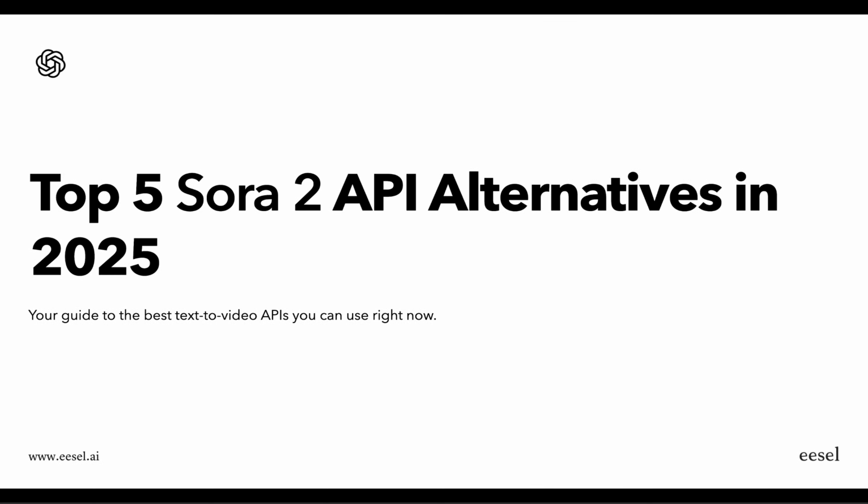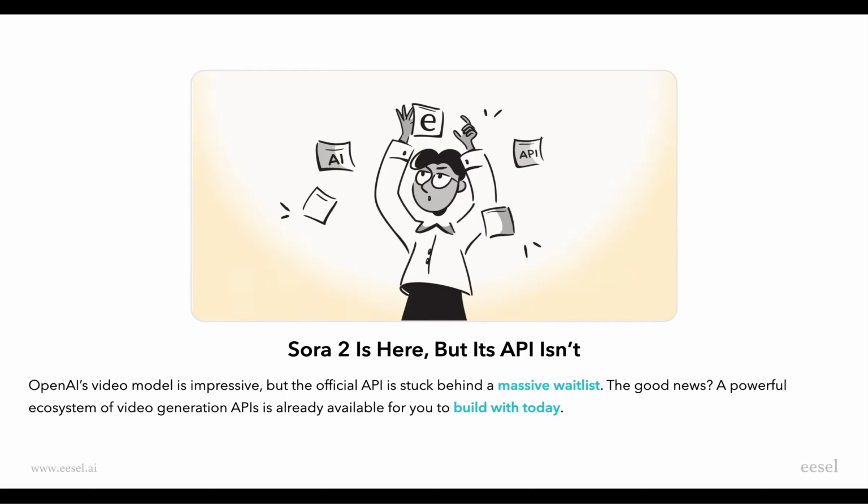Everyone's talking about Sora 2, and for good reason, but if you're a developer, you know the API is out of reach. So this is your guide to the top 5 alternatives you can actually start building with right now. So here's the situation. OpenAI's video model is incredible, but the official API is locked behind a massive waitlist. The great news, though, is that you don't have to wait. There's a whole ecosystem of powerful video APIs ready for you today.